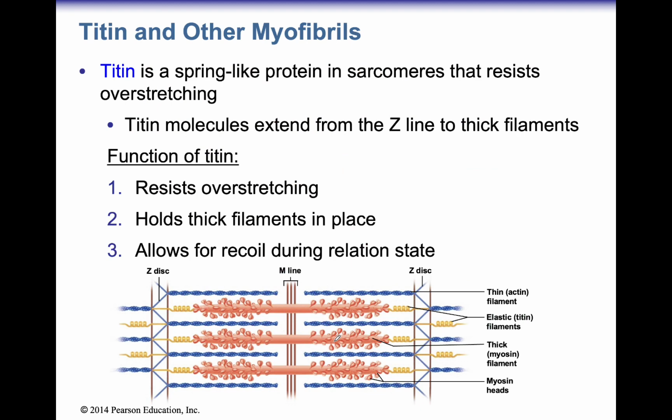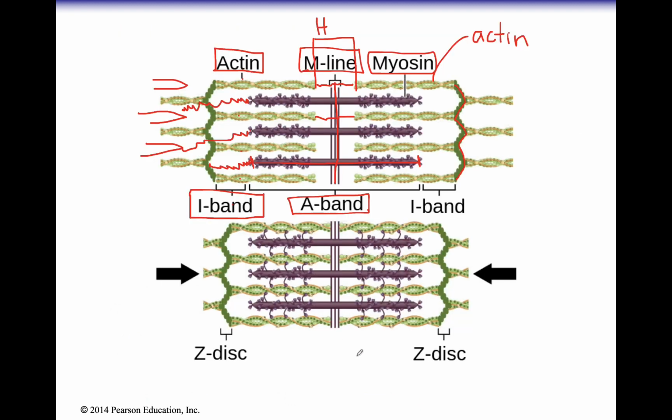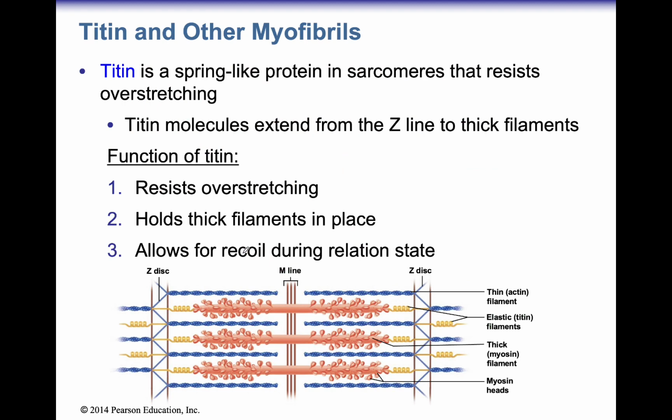Now, in the picture previously, you see the myosins just kind of floating in there. It looks like it's just not being held on by anything, but it actually is being held on by this slinky looking protein on both sides. And that slinky looking protein is called titin. That's what we're looking at on this slide. You see it in yellow here.